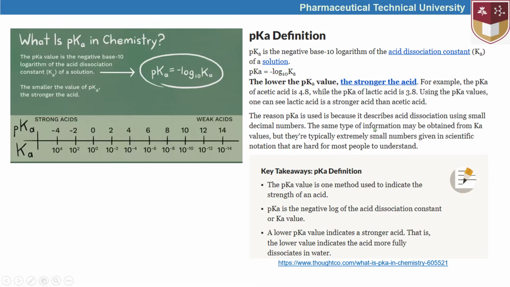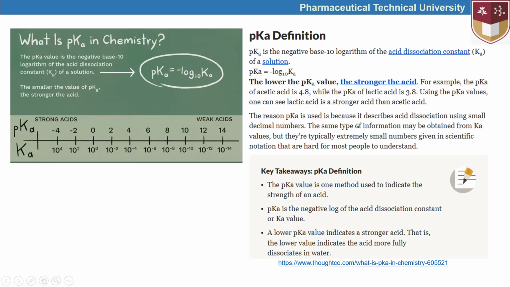Let's read now this text and we can understand more. The lower the pKa value, the stronger the acid. The lower the pKa value, as I just explained, the stronger the acid. For example, the pKa of acetic acid is 4.8, while the pKa of lactic acid is 3.8. Using the pKa values, one can see lactic acid is a stronger acid than acetic acid.